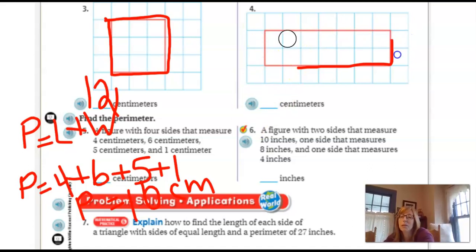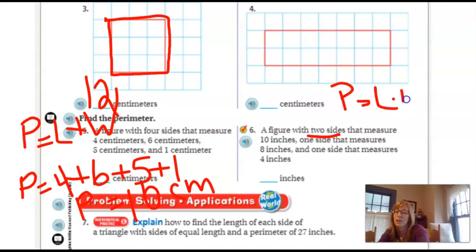All right, let me make some room for my math work. All right, so a figure with 2 sides that measure 10 inches, one side that measures 8 inches, and one side that measures 4 inches. Now, the first thing we need to look at is that it says 2 sides measure 10 inches. So please write down your formula. Perimeter equals length plus width. How cool is it that you're in 3rd grade and you're already doing something that has a formula? I think that's so cool.